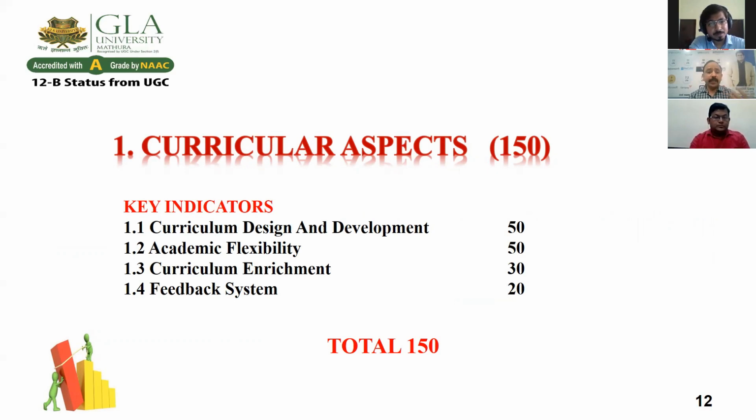These key indicators are: 1.1 is curriculum design and development, 1.2 is academic flexibility, which is of 50 marks, 1.3 is of 30, and 1.4 of 20 marks. So the total count of this criteria is 150 marks. I prepared one slide for each criteria where I sum up all those key indicators with some key terminology.